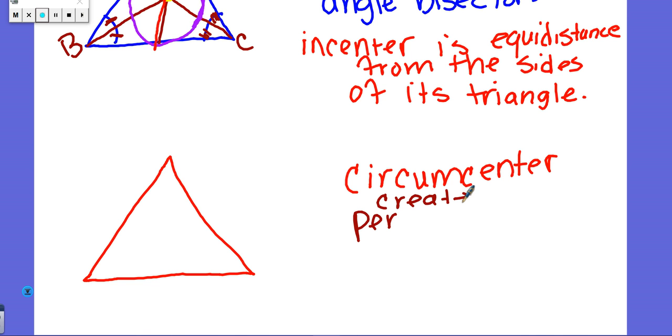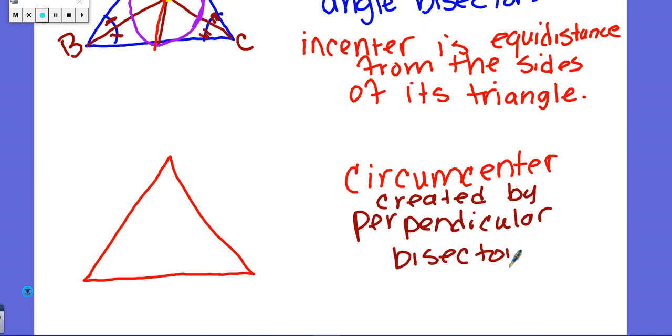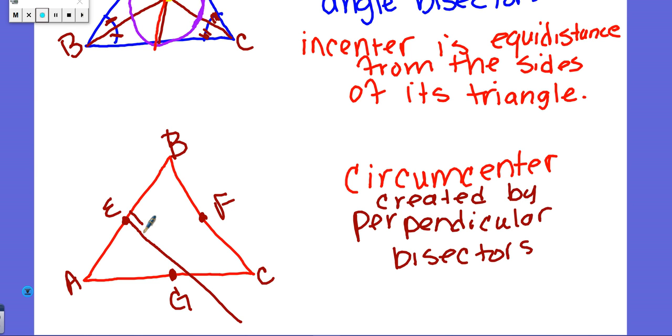Created by perpendicular bisectors. So what's a perpendicular bisector? First thing I'm going to do is find the midpoints of my triangle. So this is going to be A, B, C. I'm going to call this E, F, and G. So here's the midpoint of my triangle, and then I am going to draw a line, and I'm not being accurate here, that's going to be perpendicular to that side.